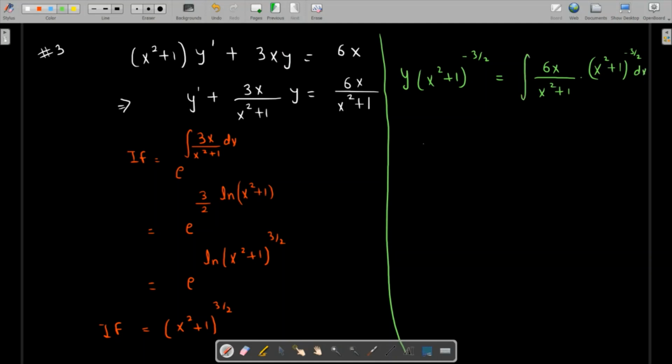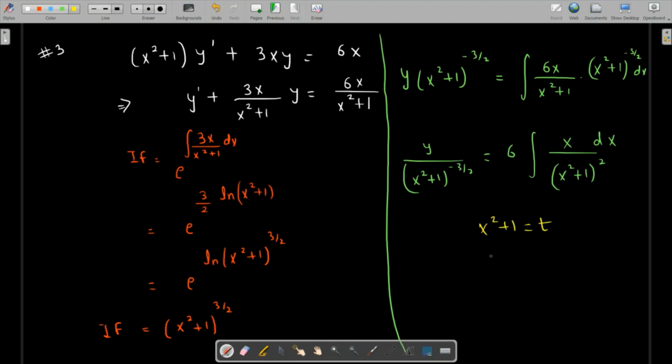And we are going to integrate this. So this is going to look like y times (x square plus 1) raised to the power -3 over 2. 6 comes outside, and this when simplified becomes (x square plus 1) whole square. So we are going to make a t substitution over here if you want to integrate. So x square plus 1 is going to be t. It means that 2x dx is going to be dt. So the right side is going to look like dt over 2t square. So that's how we're going to integrate.